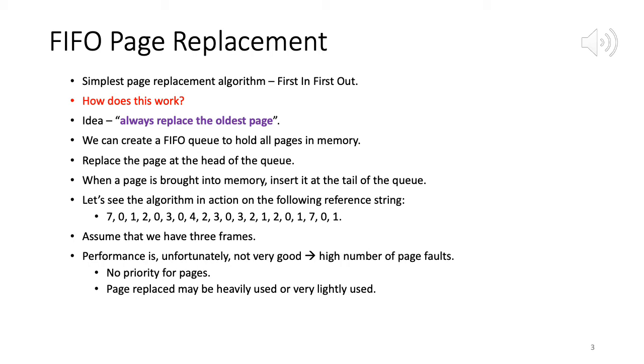One thing we note here, which we'll come back to later, is that performance is unfortunately not good: a high number of page faults, and no priority for pages; pages replaced may be heavily used or lightly used. Here it's just looking at the age of a page and evicting the oldest one. It may be a better idea to look at the usage of a page and evict accordingly. That may be a better algorithm, and we'll discuss that. For now, let's look at FIFO. In the next slide, we'll look at how this works.